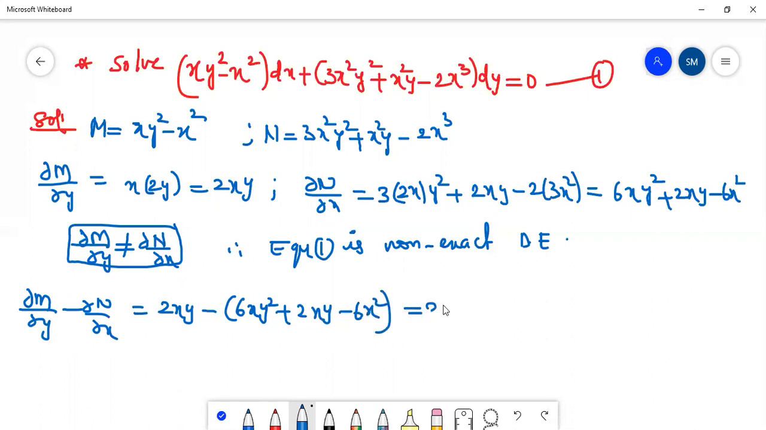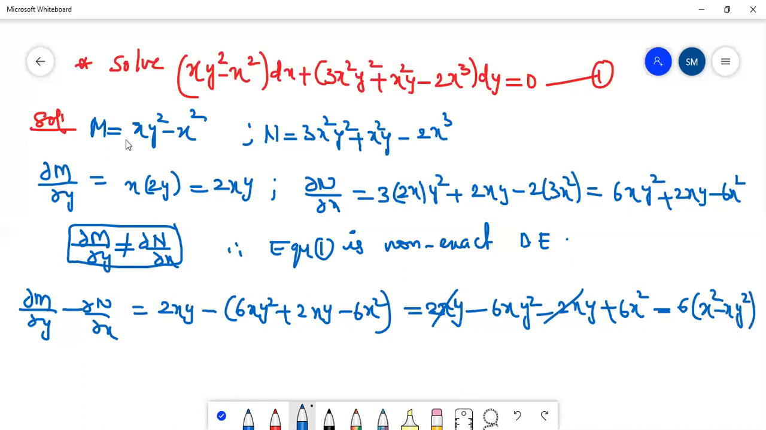It is equal to 2xy minus 6xy square minus 2xy plus 6x square. Plus and minus cancel. In these two terms, you can observe 6 is common. Then it is x square minus xy square. Here you can take xy square minus x square.